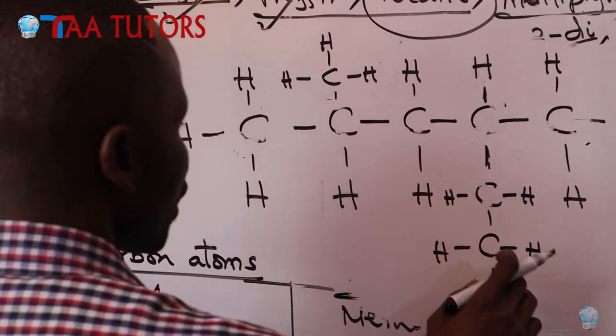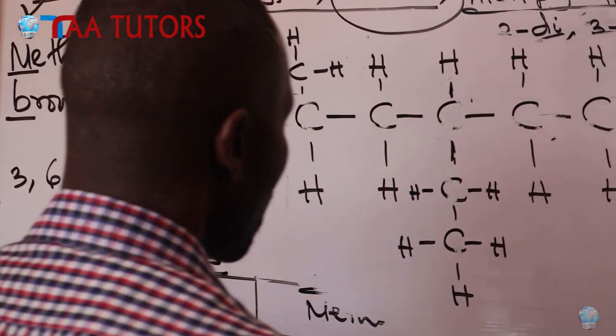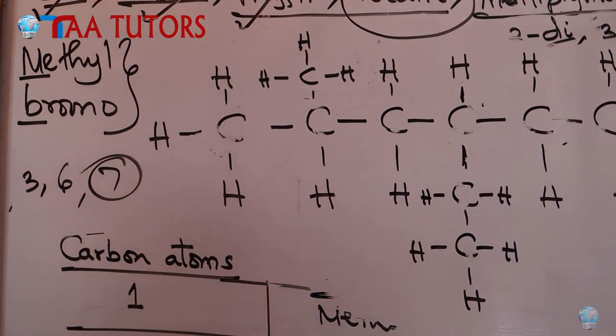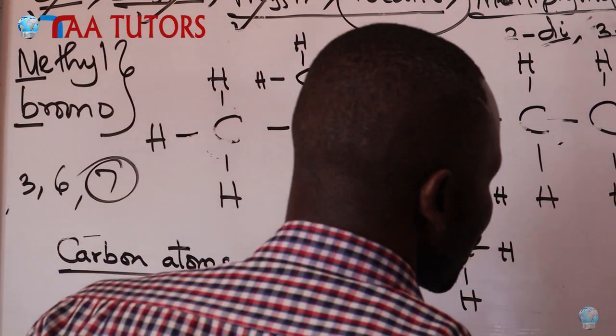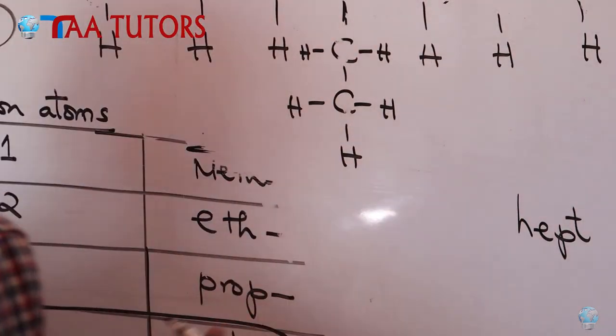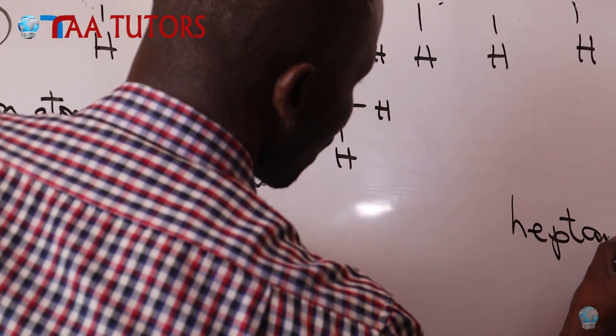We have identified that the longest chain is 7, so the name still starts with hept. That is our stem. The stem here is alkane because we have single carbon-carbon bonds. So we are going to have heptane.